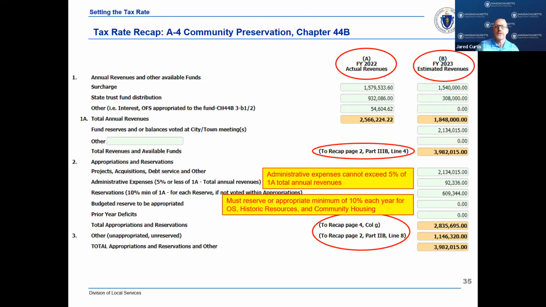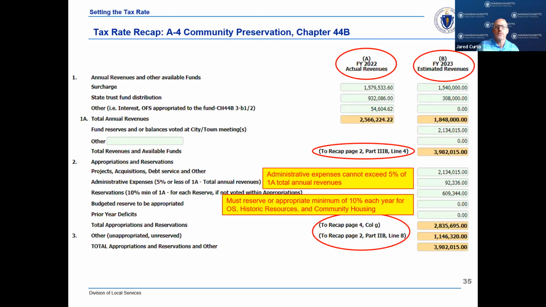The state trust fund distribution is the estimated amount that will be received from the Commonwealth's Trust Matching Fund. Other is for interest earned or other funds appropriated into the Community Preservation Fund. Your community can also appropriate as a revenue source available funds from community preservation undesignated fund balance, open space, historic resources, and community housing special revenue fund account balances.